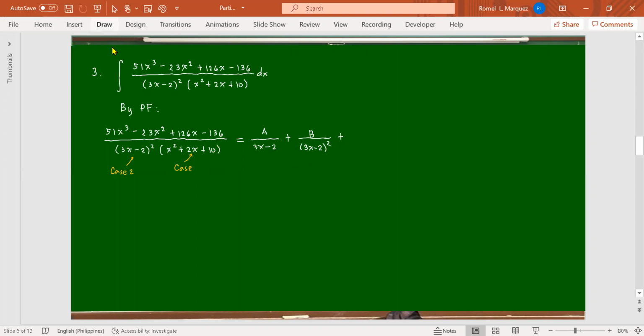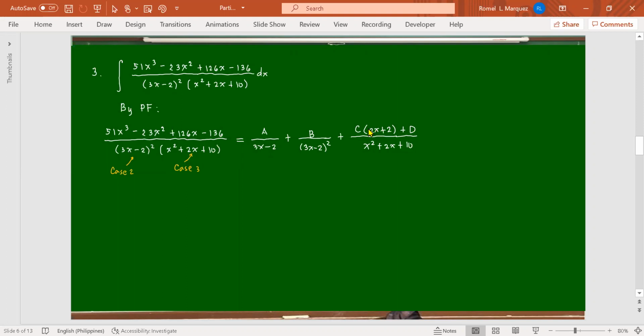So this is case 3, no? Case 3. So we have 1 partial fraction with 2 terms on the numerator. The first term consists of an arbitrary constant C times the derivative of the denominator, so 2x plus 2. So plus D, all over x squared plus 2x plus 10.